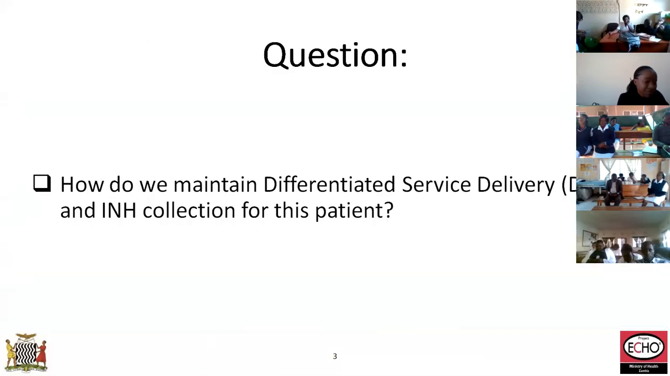Next slide. So, since our client is a stable client, and then he's also on INH. So how do we maintain DSD and INH collection for this patient?